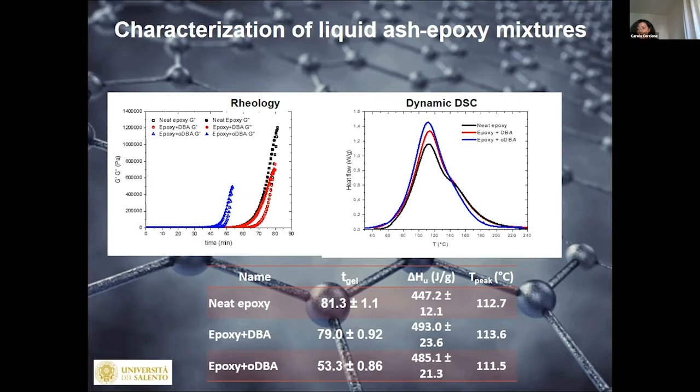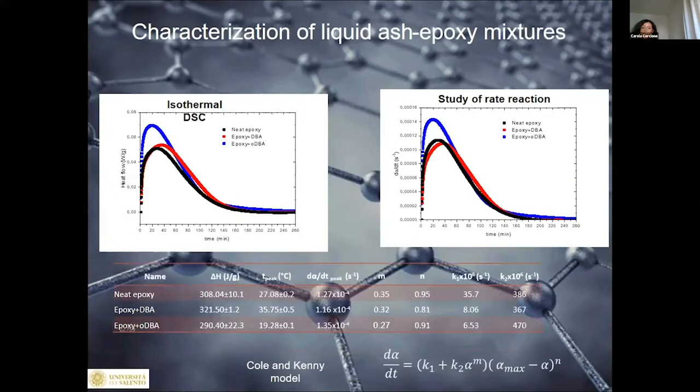So the intensity of the exothermic peak increased with the presence of ODBA filler, according to the results that we obtained by rheological measurements. We also performed isothermal DSC scans on the liquid mixture, as reported in the next slide, in particular in the graph on the left.